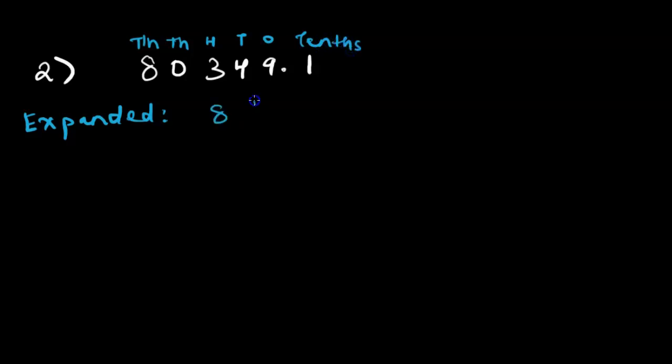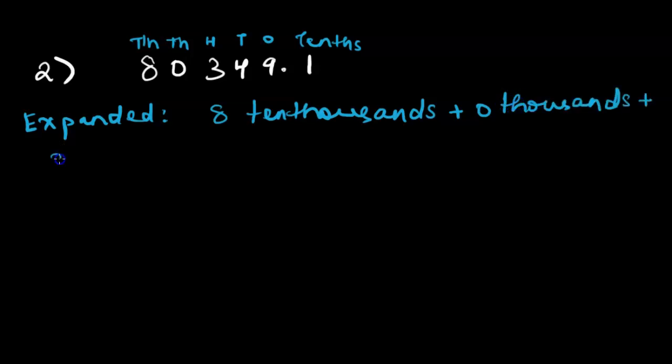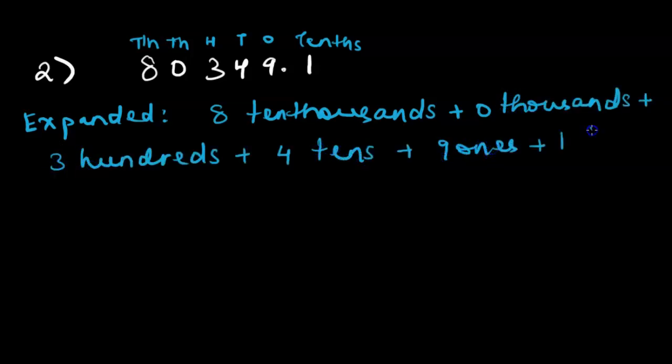We would write 8 10,000s plus 0 thousands plus 3 hundreds plus 4 tens plus 9 ones plus 1 tenth. If we want to write it in numbers, then we just put 8. After 8, how many zeros are we going to put? 1, 2, 3, 4. Only for the whole numbers do we put in zeros, nothing for the decimals. So we put 4 zeros. Next is 0.